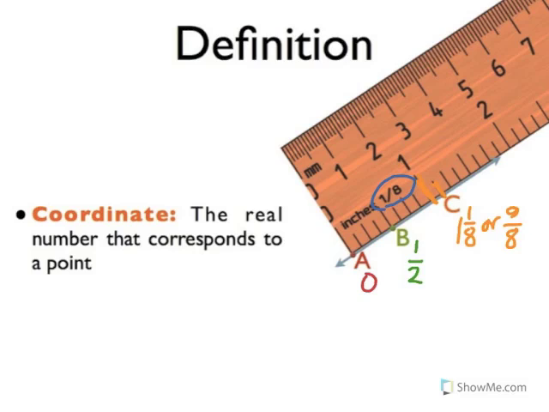You're going to find in geometry and beyond that leaving your numbers as fractions, improper though they may be, is much easier than working with mixed numbers. But that is what we mean by a coordinate, the number associated with the point.